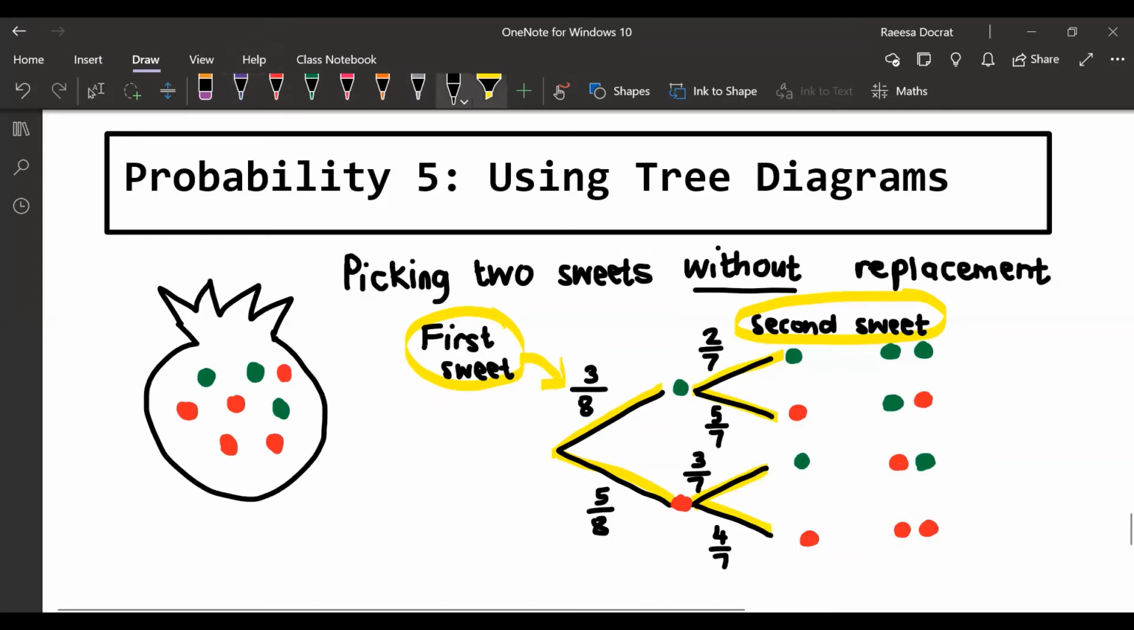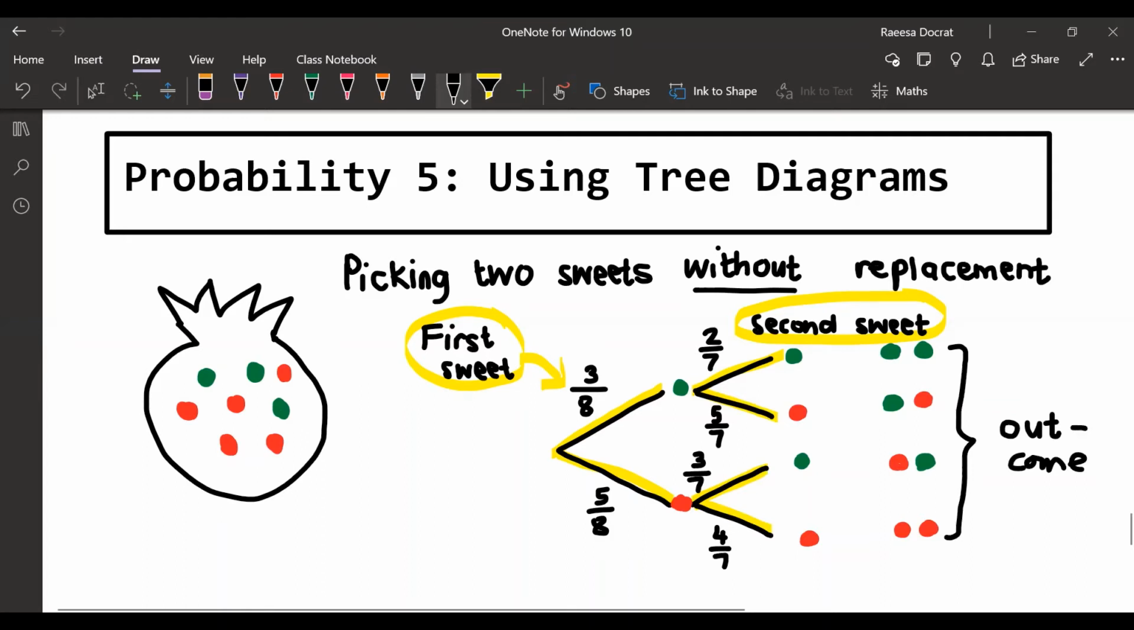So the different outcomes that we could have gotten if we combine them is you could have gotten a green sweet and a green sweet, so 2 green sweets. You could have gotten a green sweet first and then a red sweet, so green, red, and then a red sweet and then a green sweet, so red, green, and then finally red and red. So those are our outcomes.